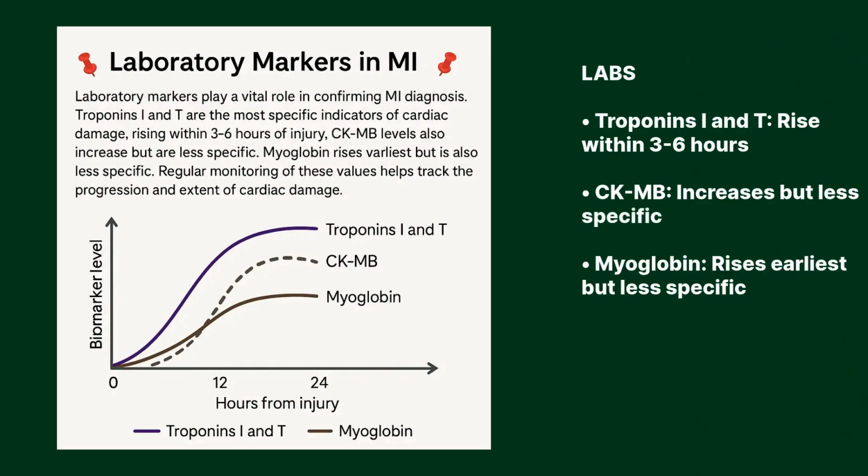Laboratory markers play a vital role in confirming MI diagnosis. Troponins I and T are the most specific indicators of cardiac damage, rising within 3 to 6 hours of injury. CK-MB levels also increase but are less specific. Myoglobin rises earliest but is also less specific. Regular monitoring of these values helps track the progression and extent of cardiac damage.